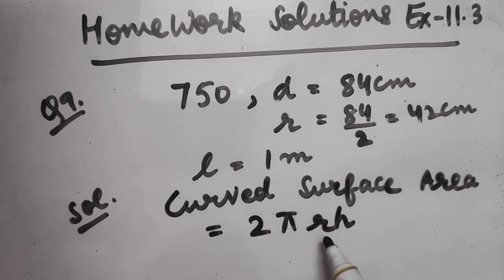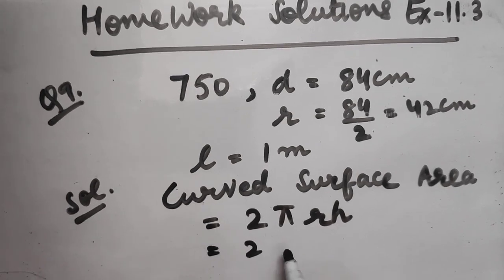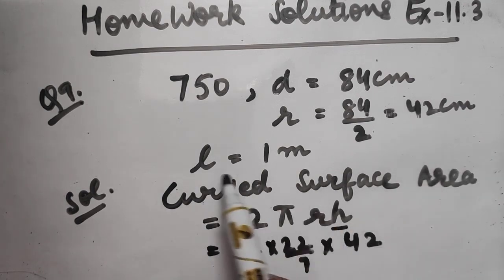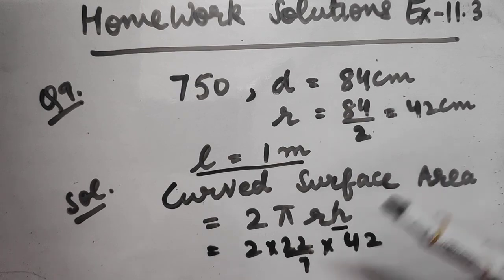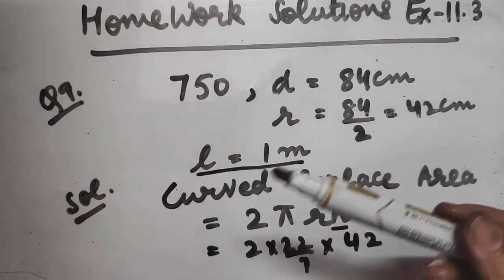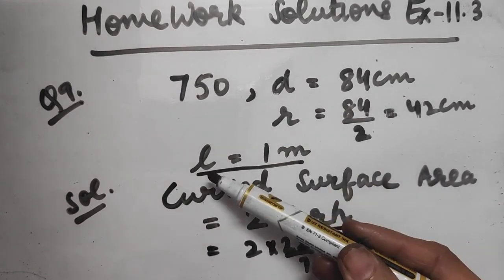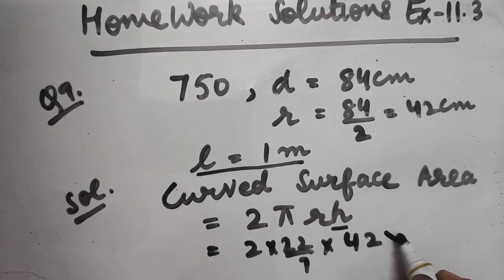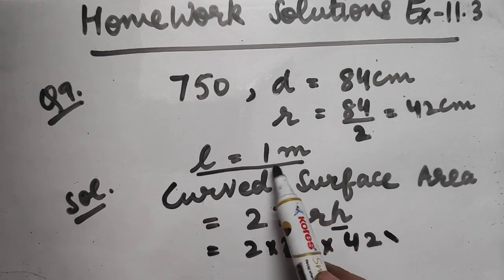Now R is with us. Pi value we know, that is equal to 22 by 7. So 2 into 22 by 7 into R we have calculated, that is 42. Now this H is equal to length, that is 1 meter. So when it will be moving on the road, this height and length are the same, that is 1 meter. So you will be converting first into centimeters.